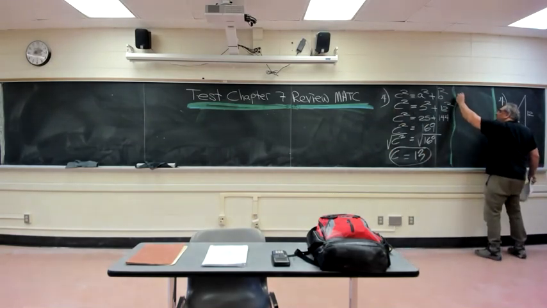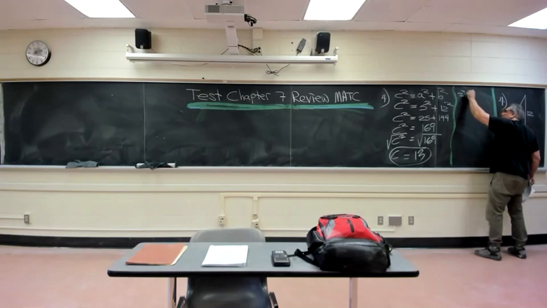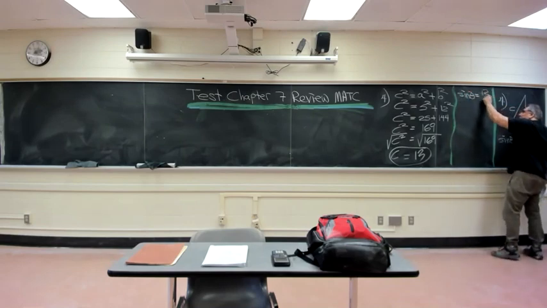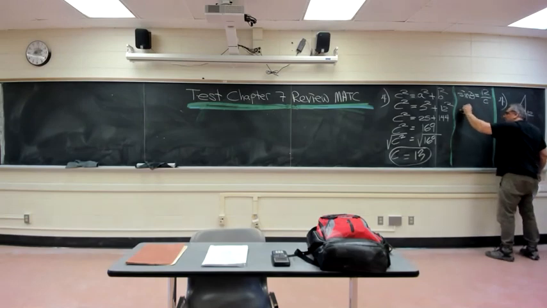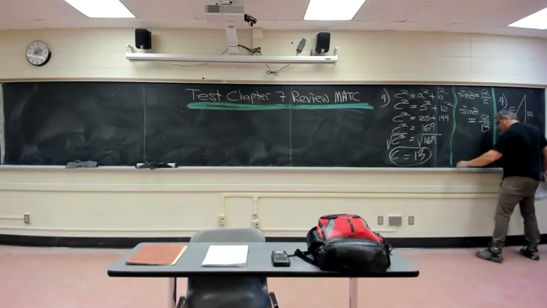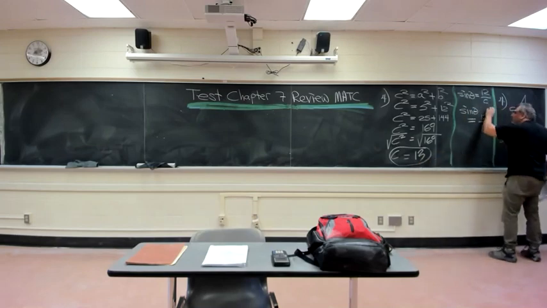Sine of theta is 12 divided by C. Sine of theta is equal to 12 divided by 13. That is it. There it is.